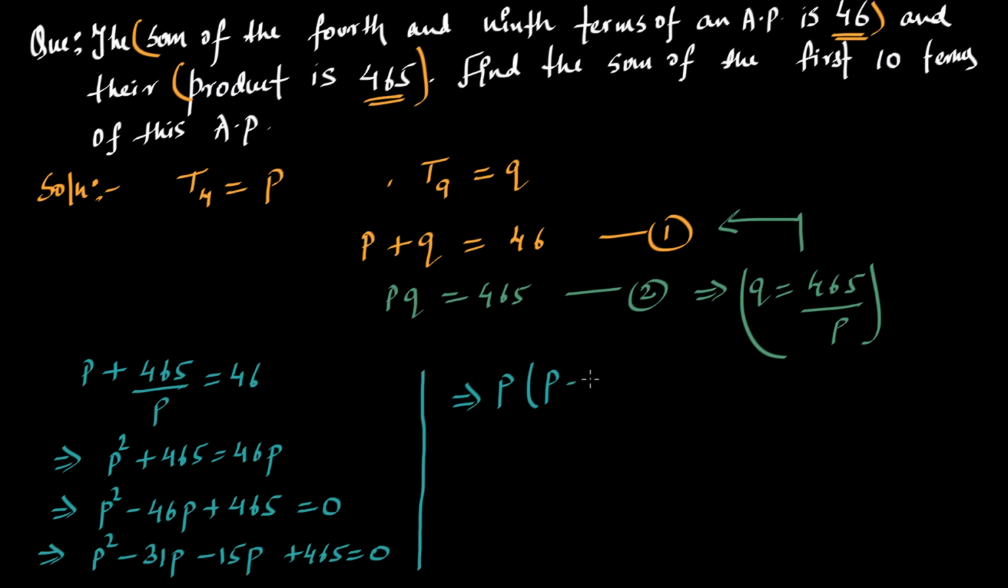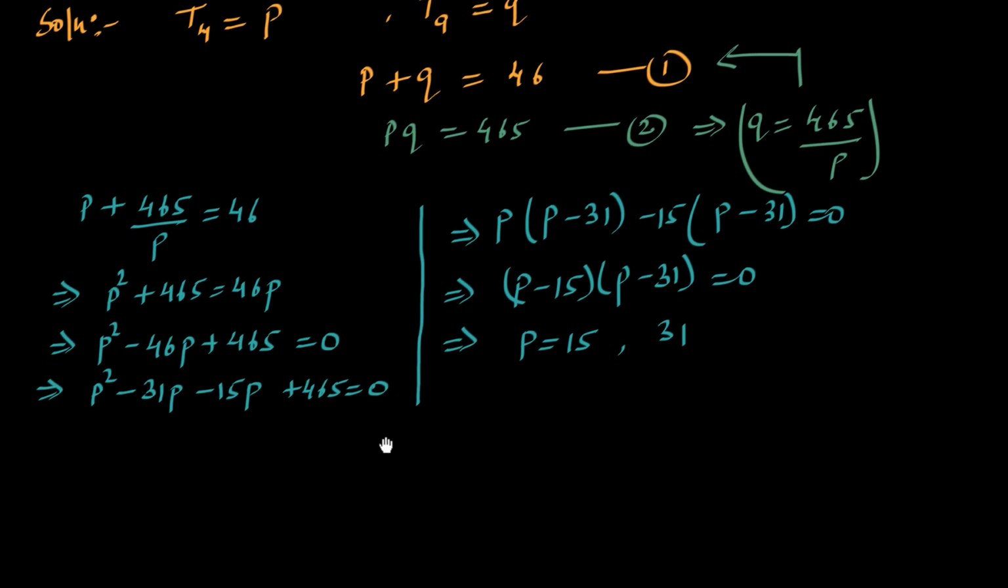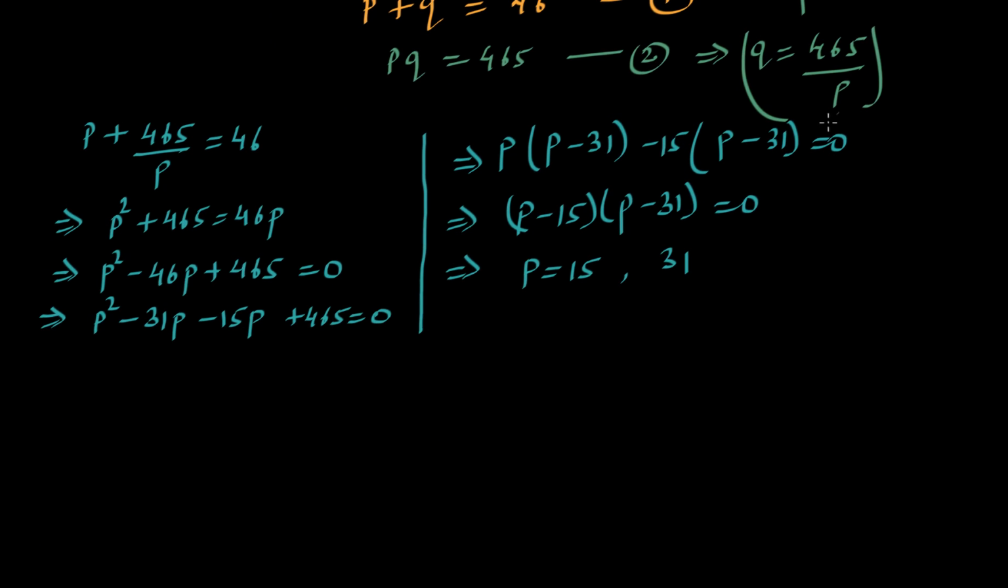I'll take out P as common. So I have P into P minus 31 minus 15 into P minus 31 equals 0, which gives me the factorized form P minus 15 into P minus 31 is equal to 0, which gives me P is either equal to 15 or 31, right? Corresponding to P, we'll have two different values of Q, because we know that Q is equal to 465 by P. So Q is equal to 465 by 15 or 465 by 31, which gives us the value of Q as 31 or 15.